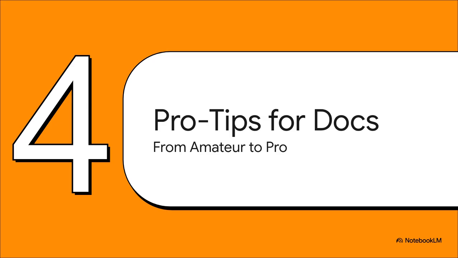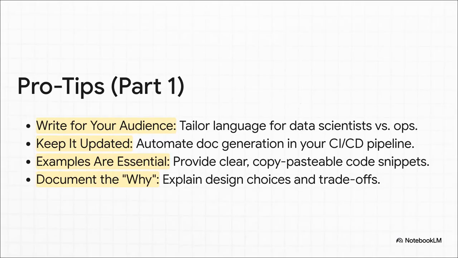All right, you have the tools, you have the framework. Now let's talk about the habits, the pro-level moves that take your documentation from just good enough to truly great. Okay, rapid-fire pro tips. 1. Know your audience. An ops engineer cares about environment variables. A data scientist cares about feature importance. Speak their language. 2. Automate everything.